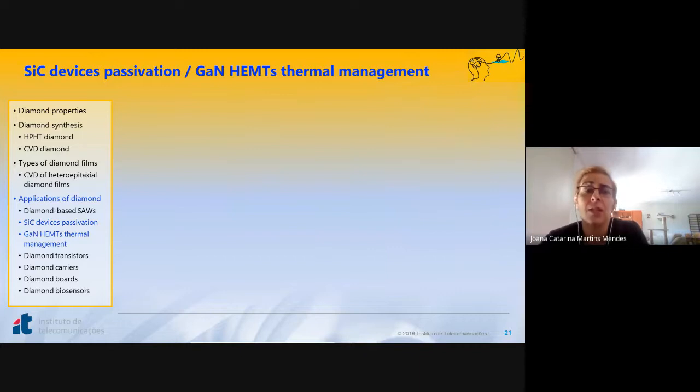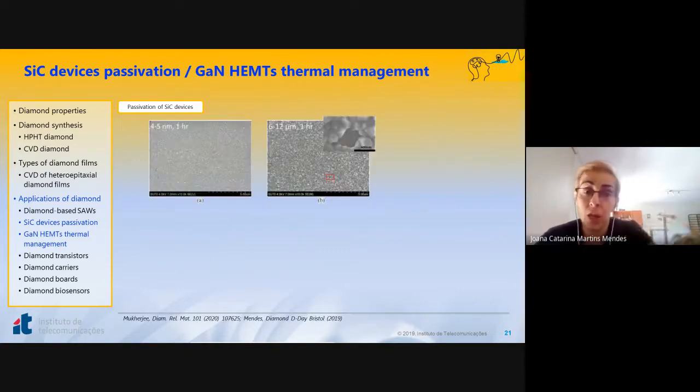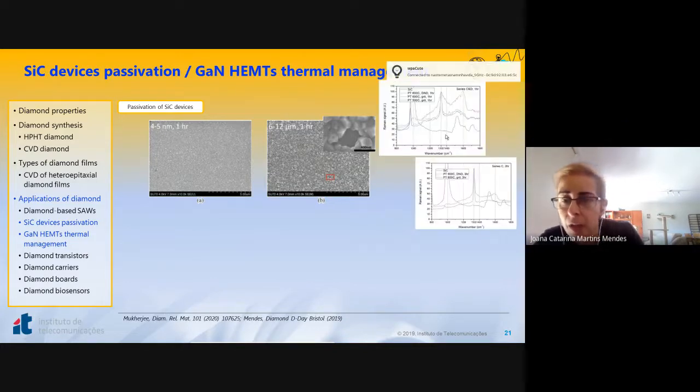Another application is the passivation of silicon carbide devices and thermal management of gallium nitride HEMTs. And in this case, the diamond film is deposited directly on the surface of the device. Here, this is just a study where we evaluated the impact of the seeding suspension on the quality of the films. And we came to the conclusion that the seeding suspension plays a huge role. So seeding with 6-12 micron gives us a sharp Raman peak after 1 hour, whereas seeding with nanodiamond particles gives us a broad D and G band, so not really diamond yet.